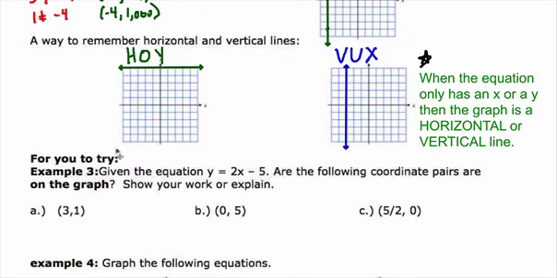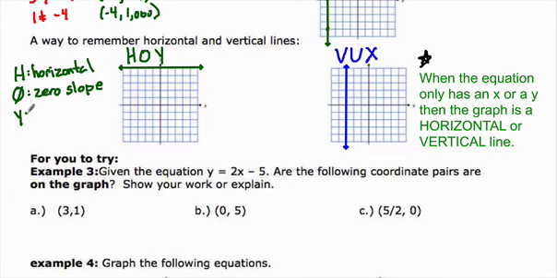So when it has just an x or y, we're going to use the mnemonic Hoy-Vux. And if you just say that in your head every time you see an equation with just an x or y, or you see a horizontal or vertical line, that's going to help you remember how to come up with the equation or graph it. So Hoy has H for horizontal, O is actually a 0, so 0 slope. And we'll talk more about slope coming up, but just for now, just remember Hoy-Vux for horizontal.